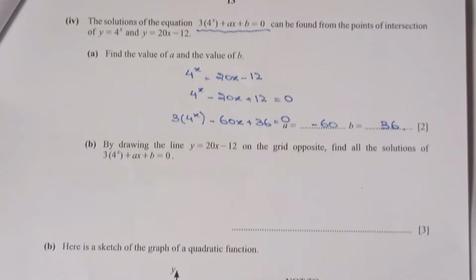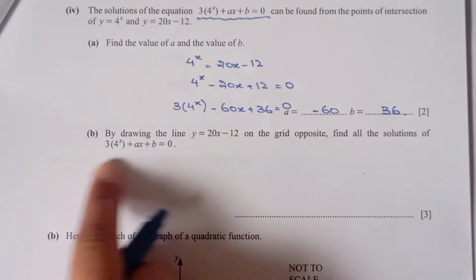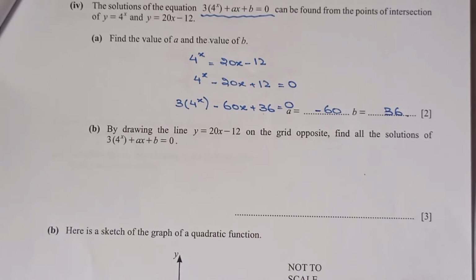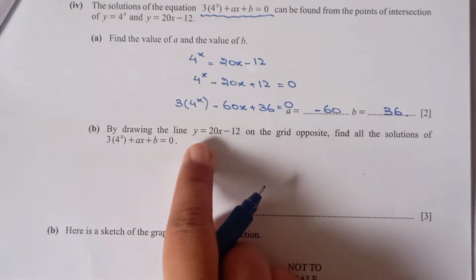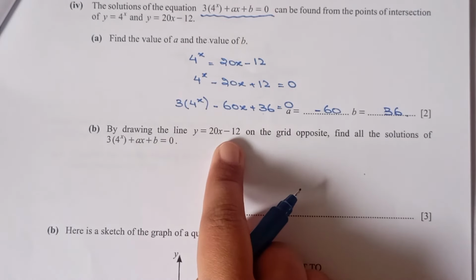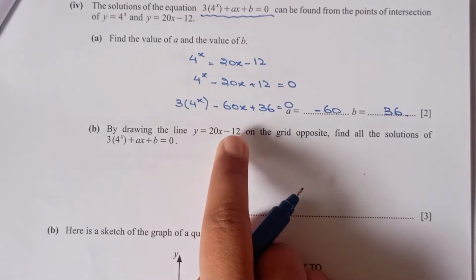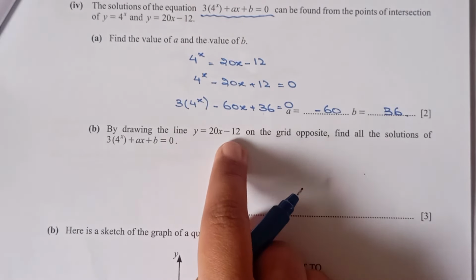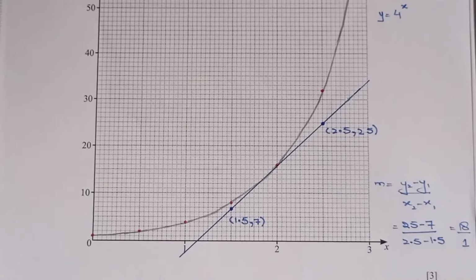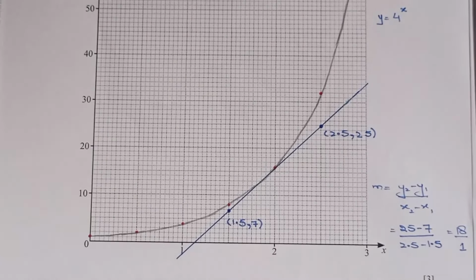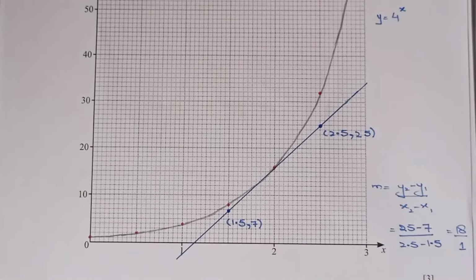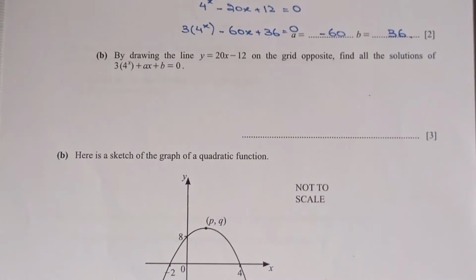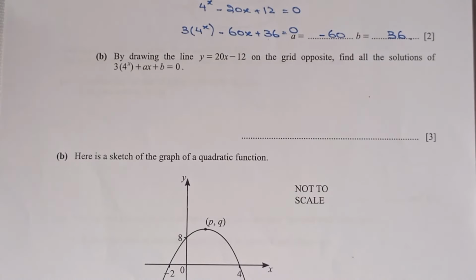Now for the b part, by drawing this line on the grid opposite, find all the solutions of this equation. Okay, so how can we draw this line? We can draw this line by using the slope and y-intercept method. The y-intercept is negative 12. So going back to the graph, as we can see, we do not have the given y-intercept, negative 12. Negative 12 is not on the grid. So we can draw it by using the x-intercept and y-intercept method.